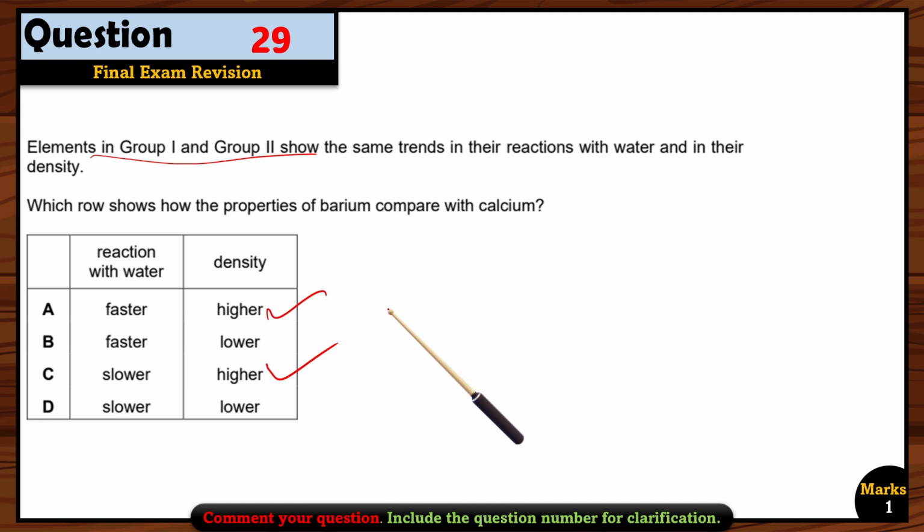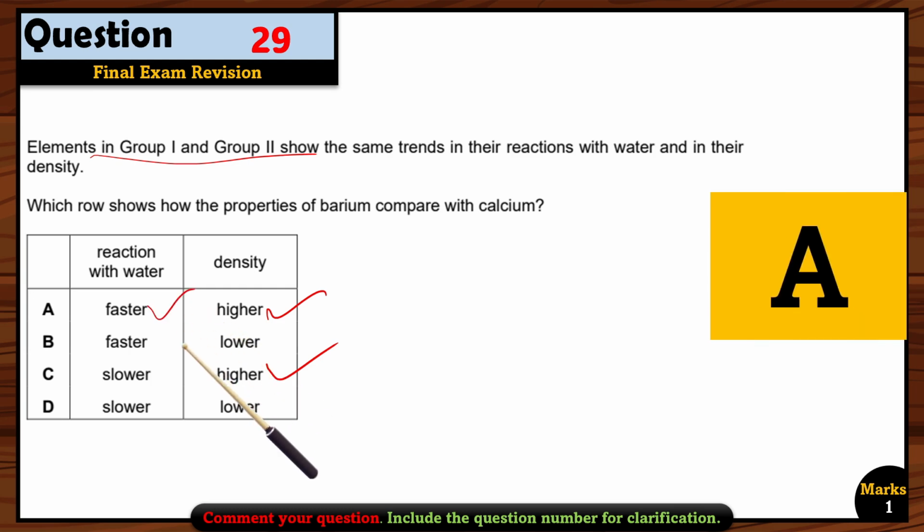And what about the reactivity? Because reactivity is also increasing down the group for group 1 and 2, the reaction with the water will be faster. So that's option A. So option A is correct for this question.